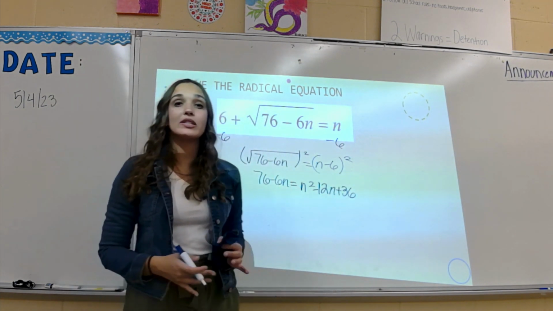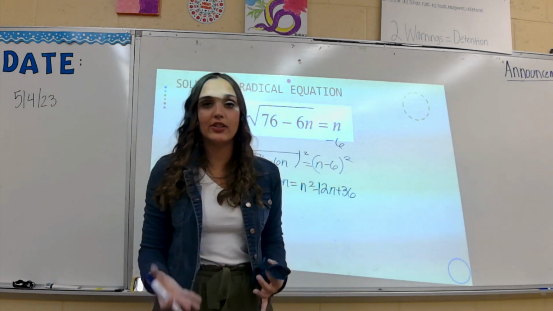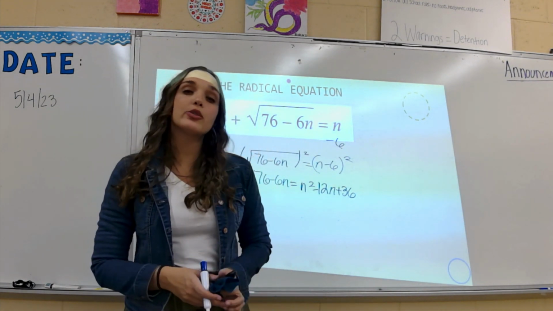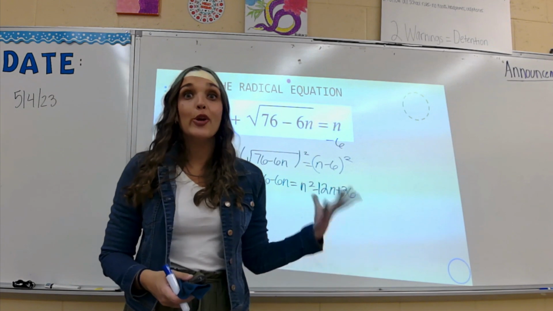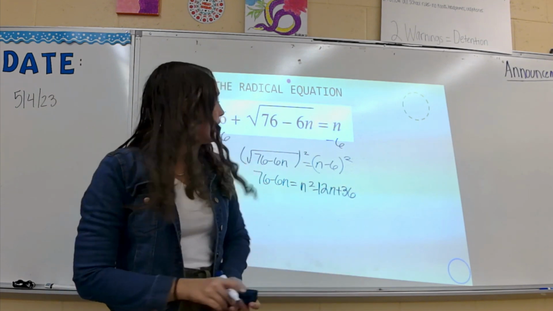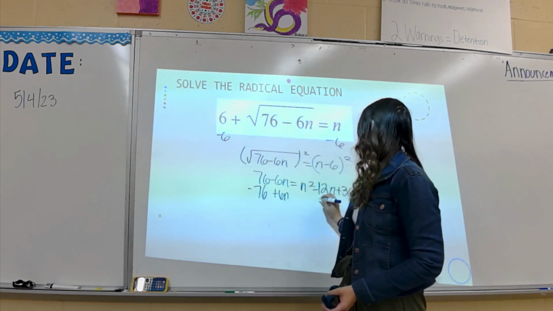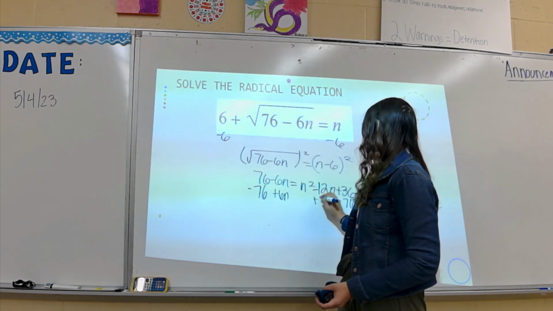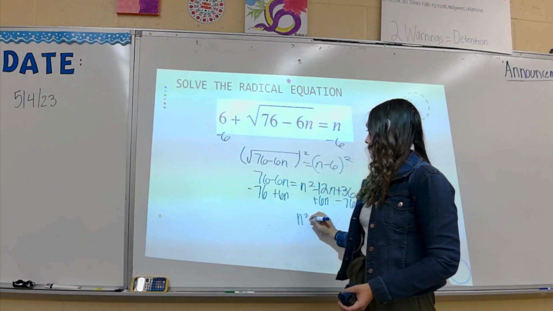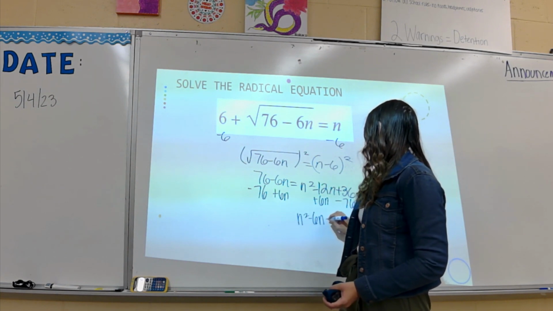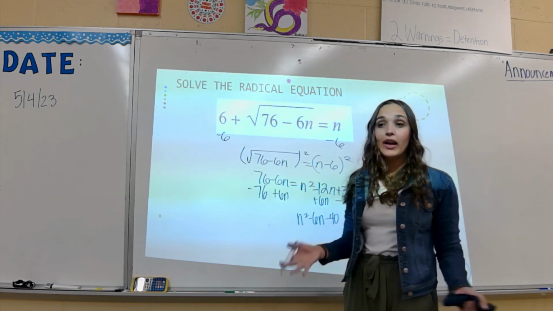Now I want to get everything on one side. I'm going to get it on that right-hand side so my n squared is positive. I want my n squared to be positive because then I can factor when a is 1, and that's a little bit easier. So I'm going to subtract 76. I'm going to add 6n. And I get n squared minus 6n minus 40. And now I have to factor that.